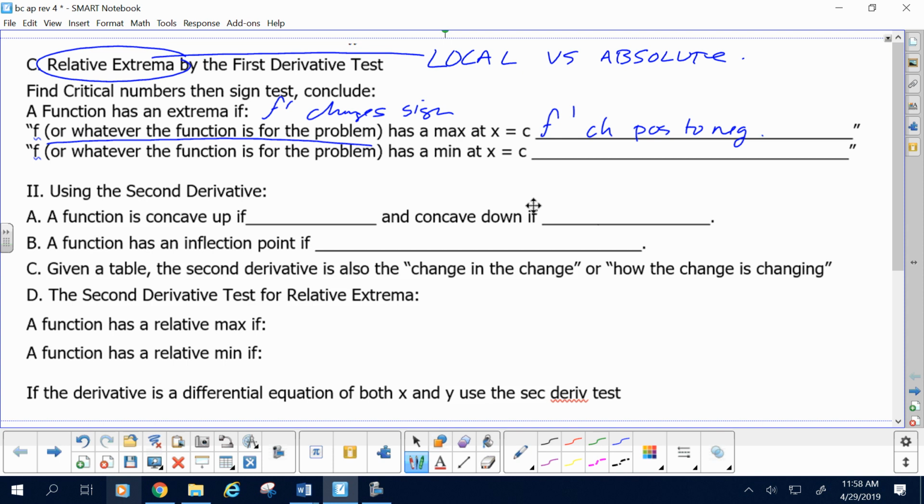F has a min at x equals c because f prime changes negative to positive. Okay? I'll say this also. Make sure your subjects don't get mixed up here. It's not f prime has a min or f has a min because f changes. Okay? F has a min, f prime changes.